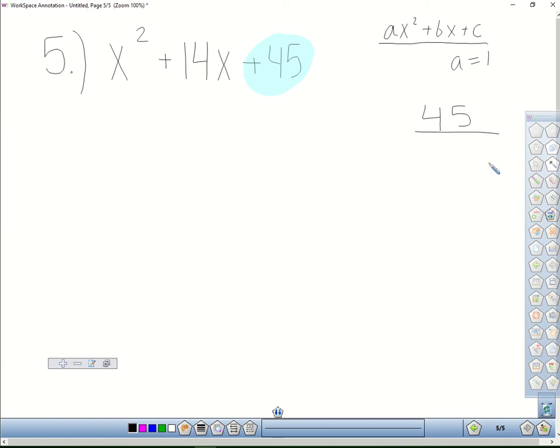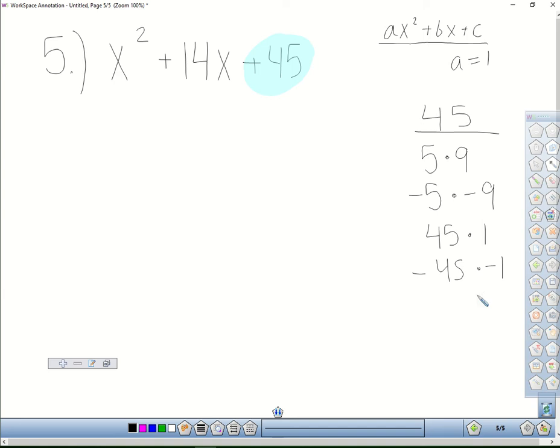So what do you guys think? 5 times 9. Good. Also, don't forget about your negatives. Negative 5 times negative 9 also works, right? You give me a positive 45. So you always have to have both versions, and you would go ahead and list out all the factors. So I also have 45 and 1, and negative 45 and negative 1 as well, right?